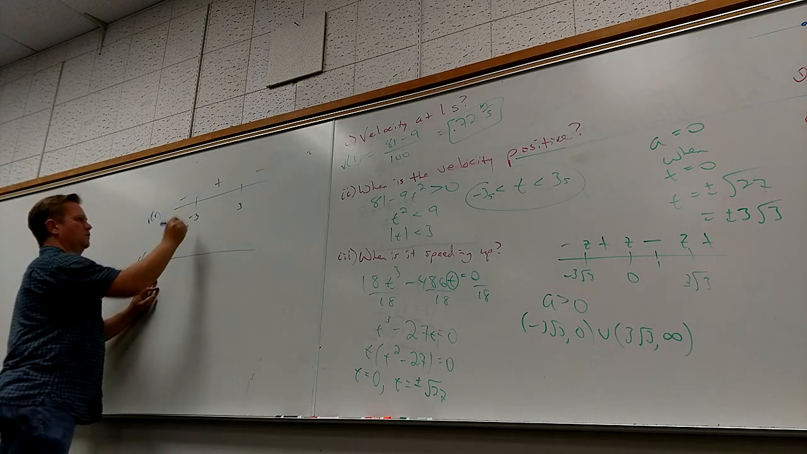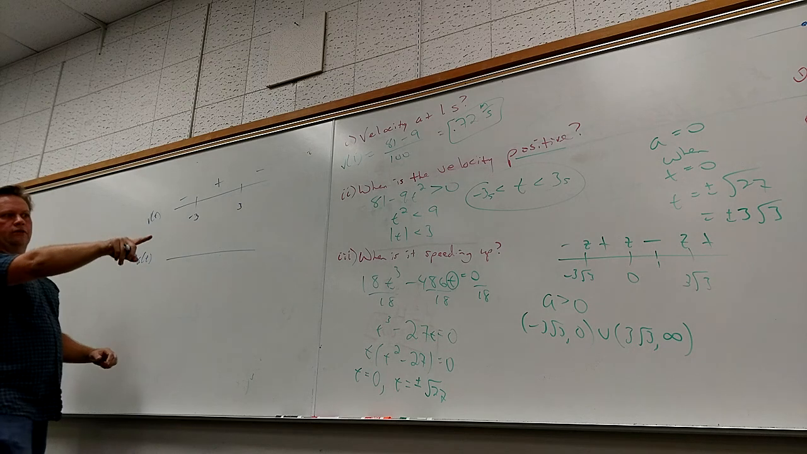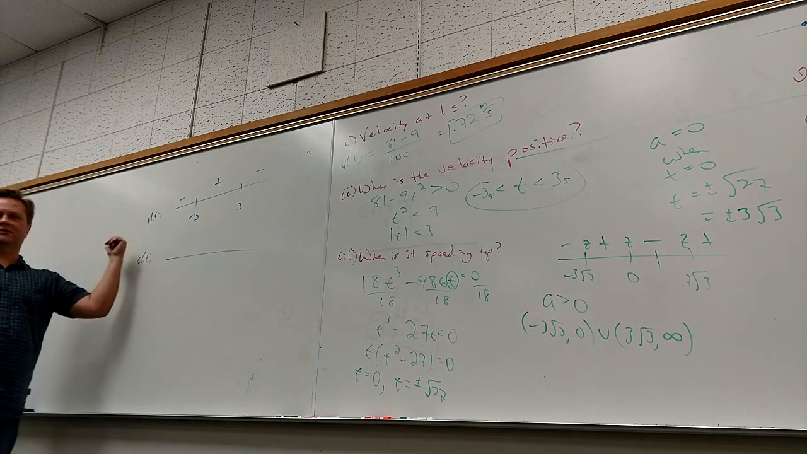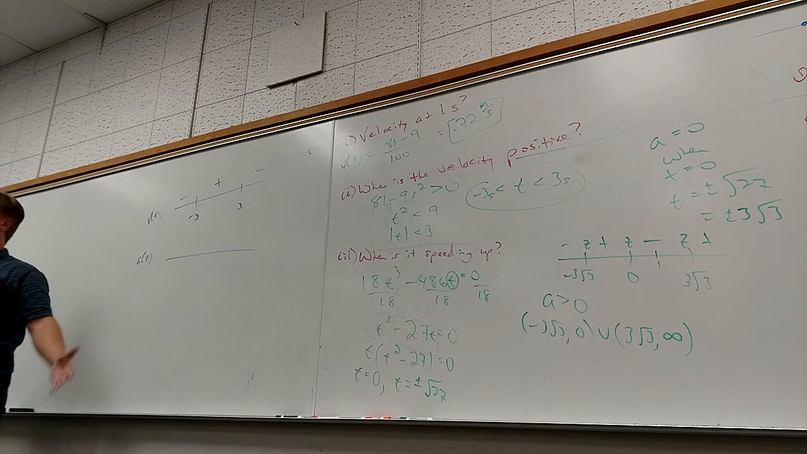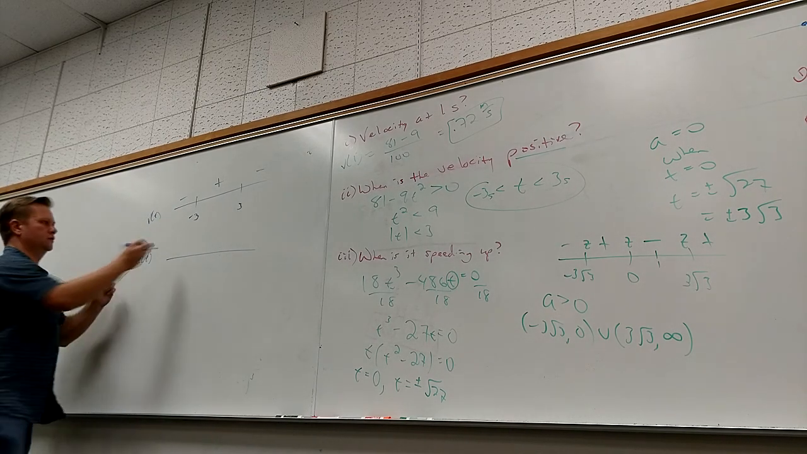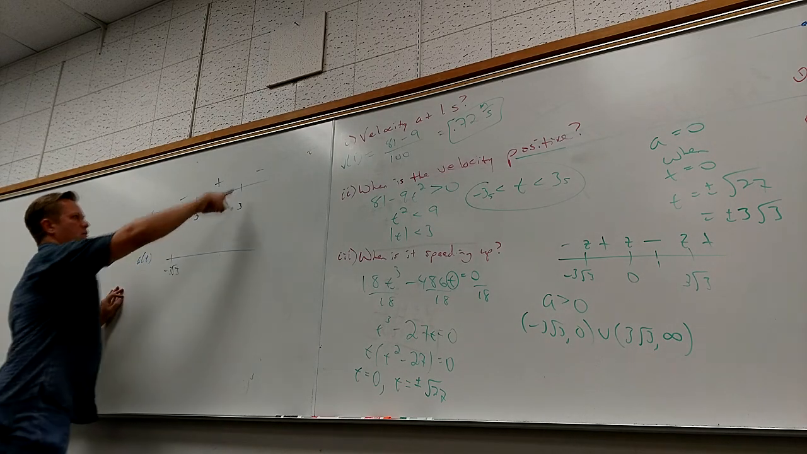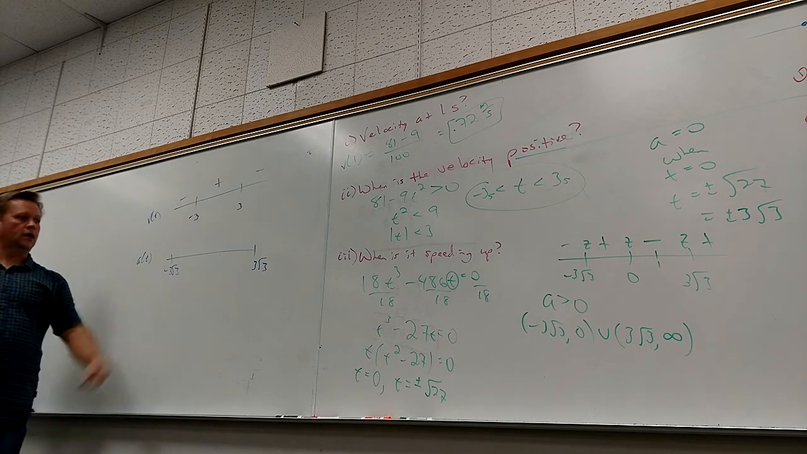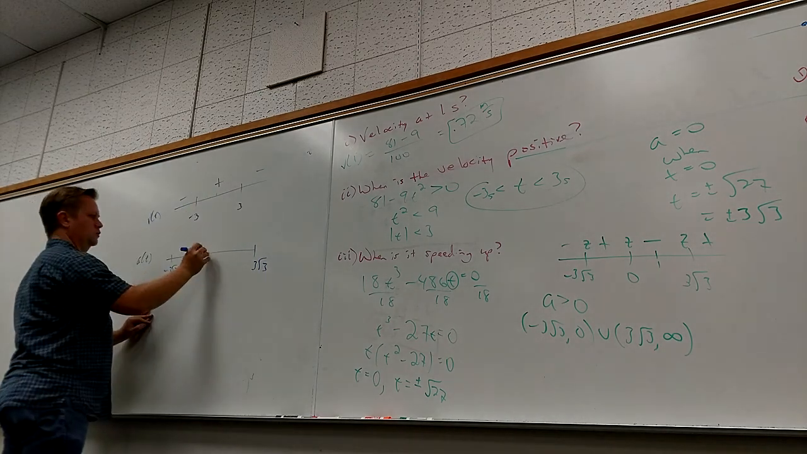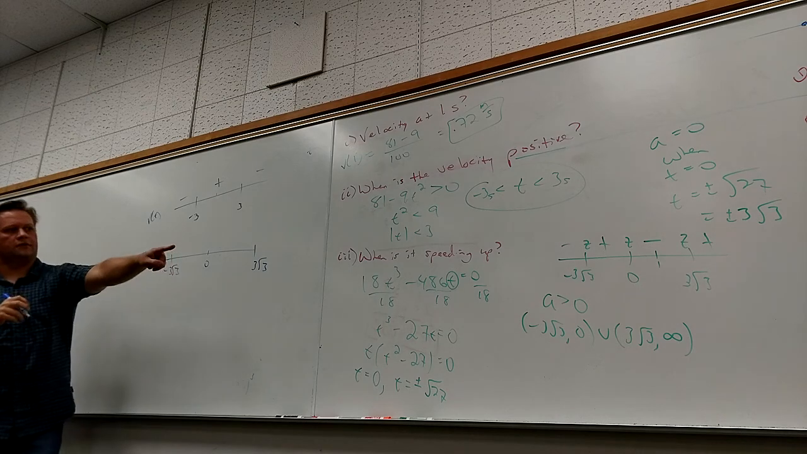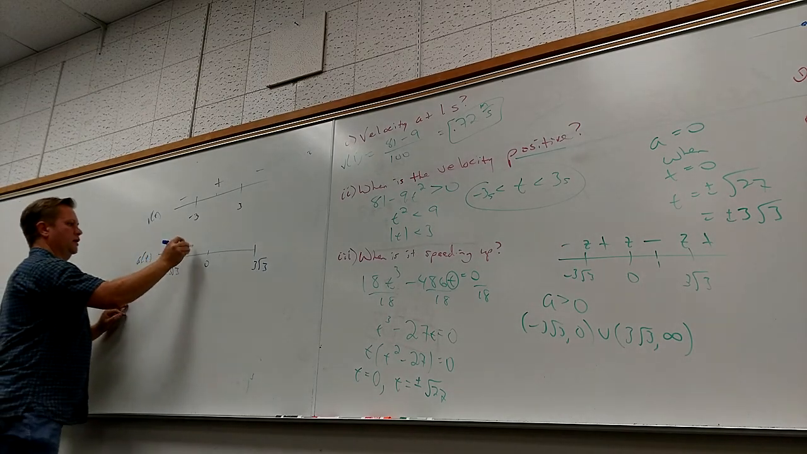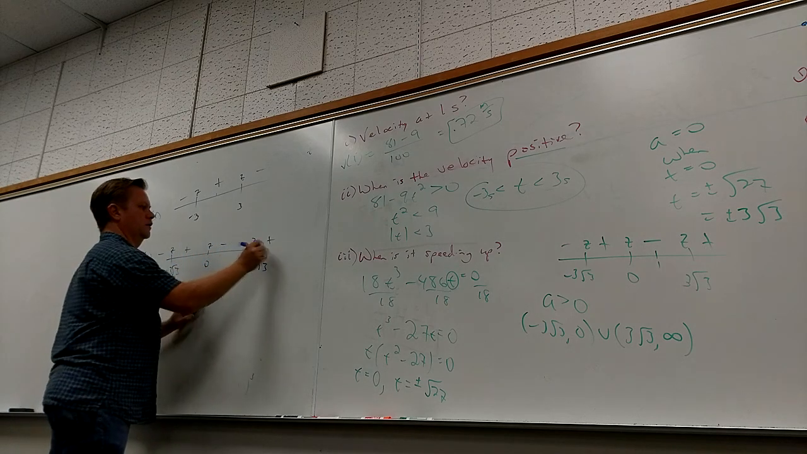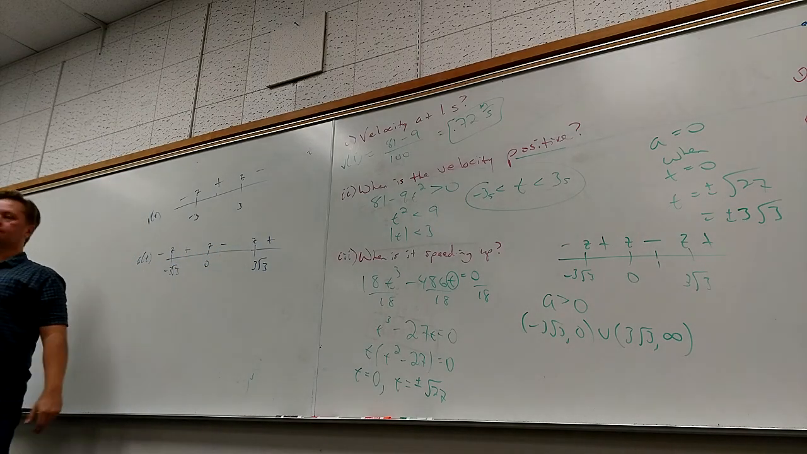So where would -3 root 3 be? Is it going to be bigger or smaller negative than -3? It's -3 times root 3, so it's going to be further out. And same thing with 3 root 3. And 0's in there. So we just figured out that it's right there. So it's negative, positive, negative, positive.